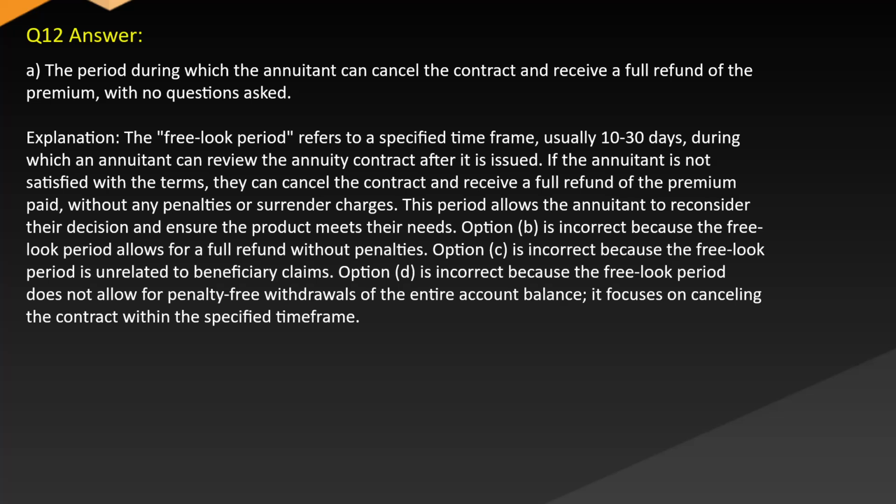Option B is incorrect because the free look period allows for a full refund without penalties. Option C is incorrect because the free look period is unrelated to beneficiary claims. Option D is incorrect because the free look period does not allow for penalty-free withdrawals of the entire account balance. It focuses on cancelling the contract within the specified time frame.